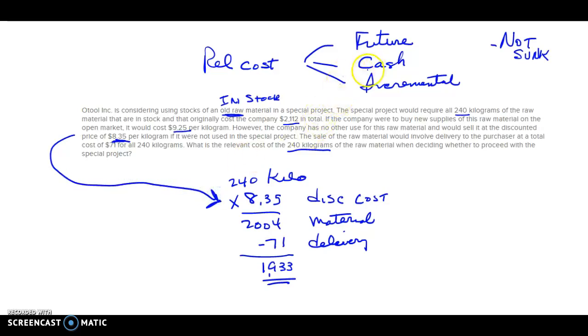So that represents a cash transaction of $8.35. And we're also going to subtract delivery because we have to deliver it anyway. $71 would involve delivery to the purchaser, so that's an outflow. That is a relevant cost. So our net cost of selling this material is $1,933. It's the relevant cost when deciding whether to proceed with a special project. So this is the relevant cost, $1,933.